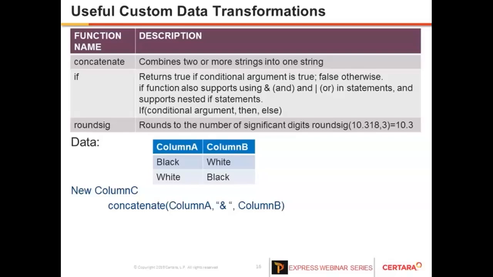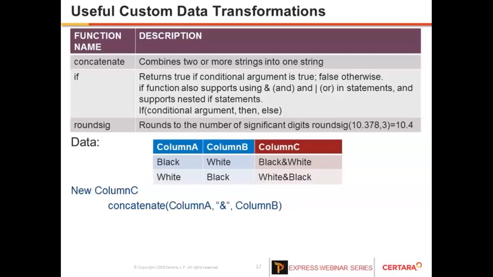Okay, so let's go through one example. You may have data with column A, column B, with one row that says column A black, column B white, and then the opposite for the second row. If you write concatenate column A, and then comma, and in quotes the symbol and, then comma B, what this would translate to, once in this new column C, is black and white. So it has concatenate both with the and symbol in the middle, and the same with the second row, sorry.